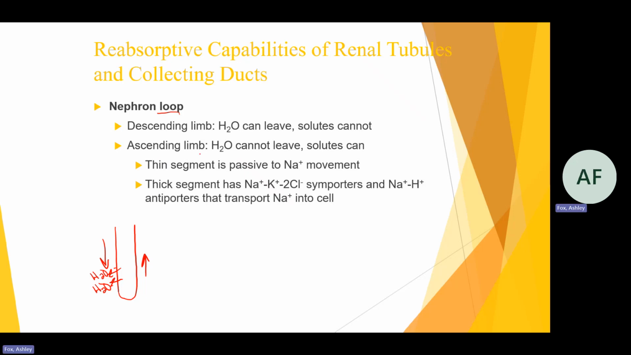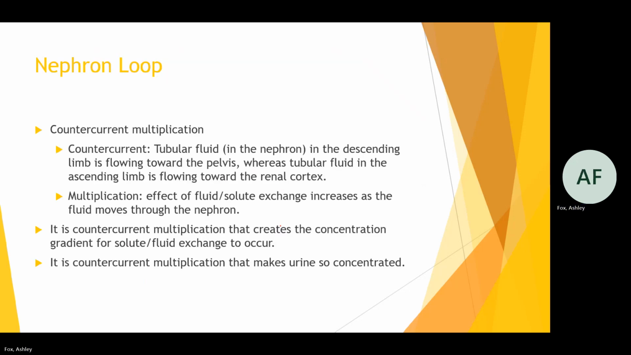In the ascending limb, it's the opposite. Water cannot leave, it's stuck, because water has to have channels. They have to have aquaporins. So there's aquaporins on this side, nothing of aquaporins on this side. And most of the time, the solutes we're talking about are going to be sodium and chloride, but we also have some potassium and some hydrogen as well. But it's mainly going to be sodium and chloride.